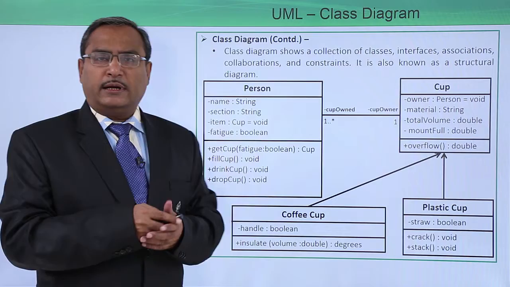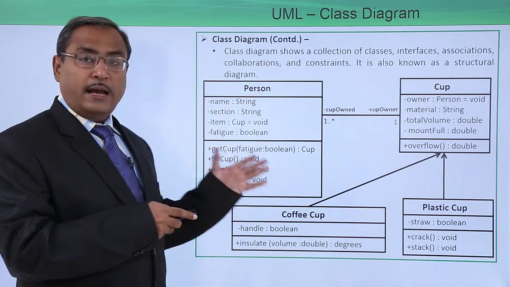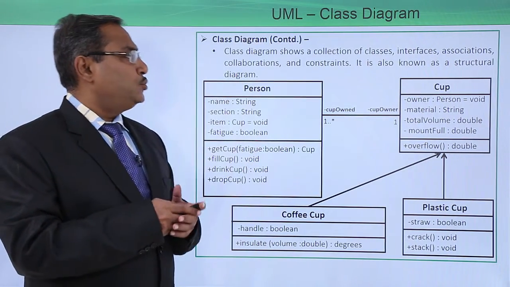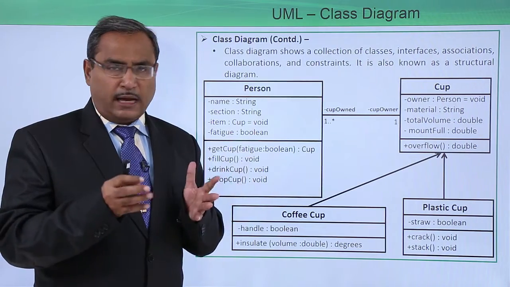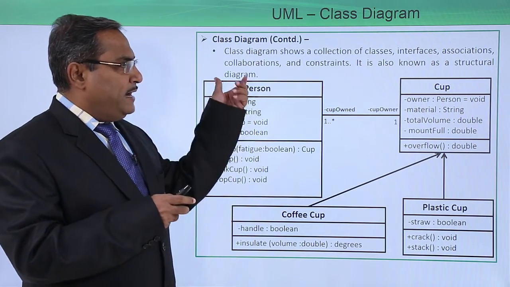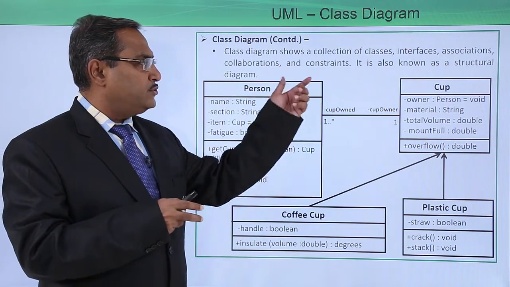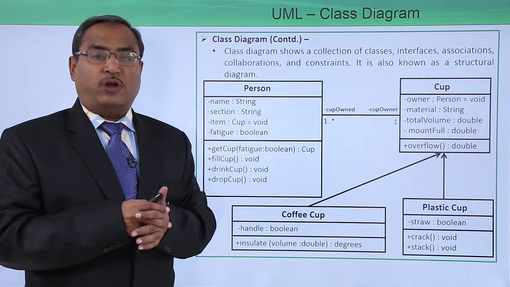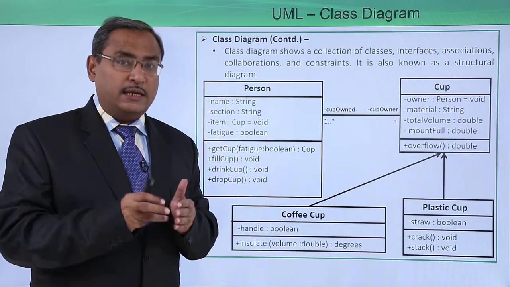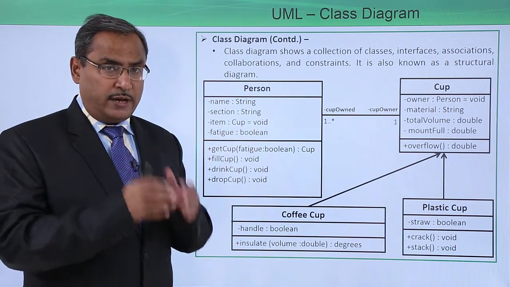Here we have the class diagram, with some more detail about it. A class diagram shows a collection of classes, which I have discussed earlier, as well as interfaces, associations, collaborations and constraints. It is also known as the structural diagram. So this is a static structural diagram.